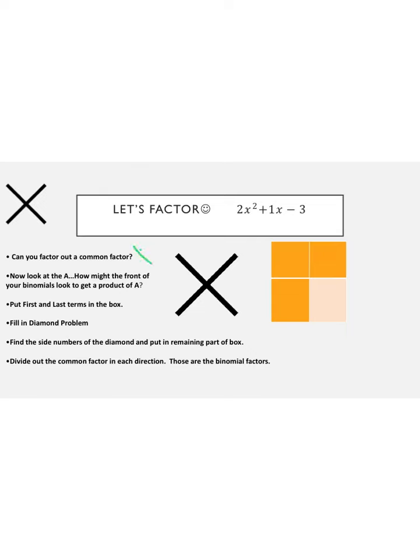Do this one fast. Nope. A in the front, so it's got to be 2x and x. Put them where they belong. Here's our A. Here's our C. We're going to go ahead and put that product right here. And it's got to equal 1. We think to ourselves, what factors of negative 6 add to 1? And so 3 times 2 will work.